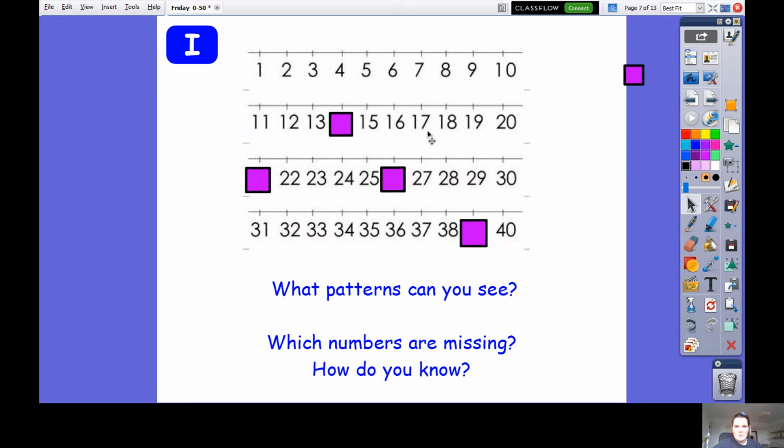I could also count backwards, couldn't I? Let's start from this number. 17, 16, 15, 14. The other clue I could use is this number up here is a 4. This number here is a 4. And so is this. So should my number have a 4 in? I think so. I think it's 14. Fantastic. I was absolutely right. Okay. So I'm going to solve one more and then I might need your help, okay?